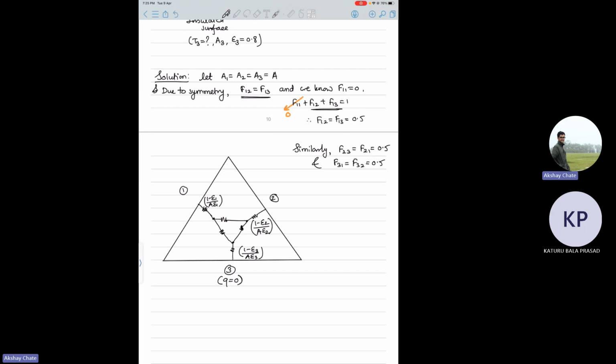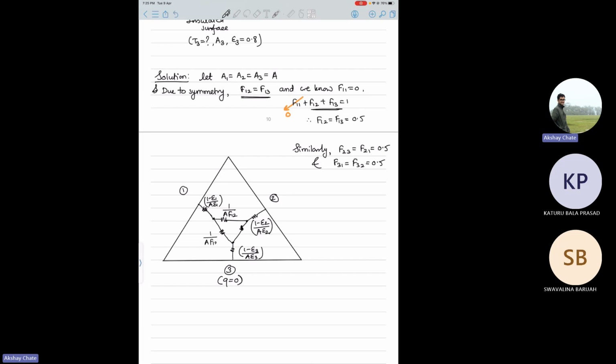And this resistance is between 1 and 2. So I can write it as 1 by A1 into F12. And since A1 is equal to A, I'm just writing it as A. Similarly, I can write this as A into F13. And the shape resistance will also be 1 by A into F2 to 3. And we already know all these things, right? F2 to 3 is known, 1 to 3 is known, 1 to 2 is known.